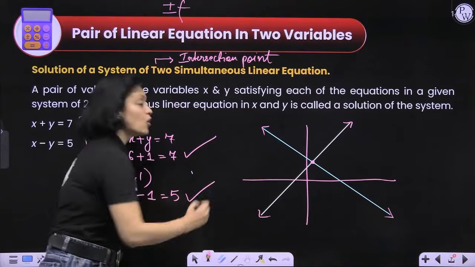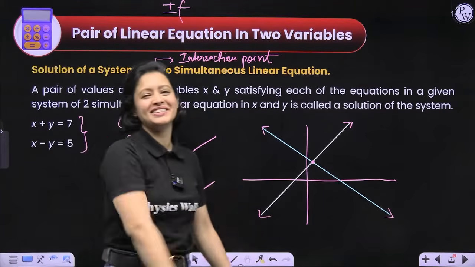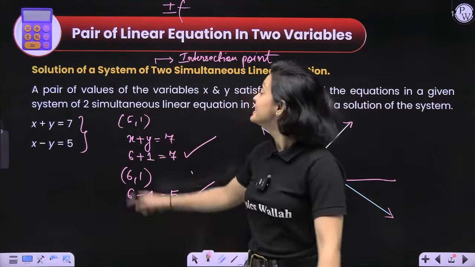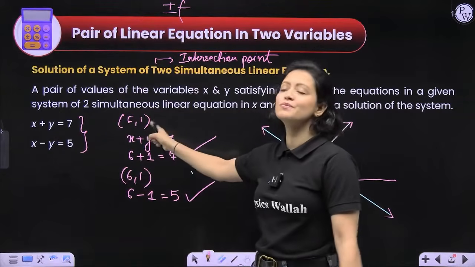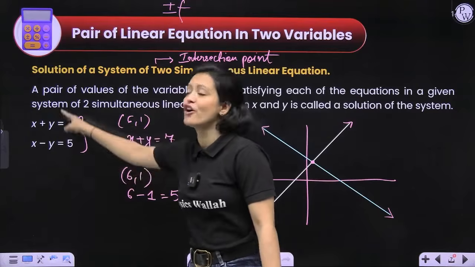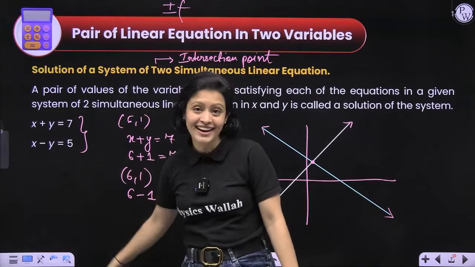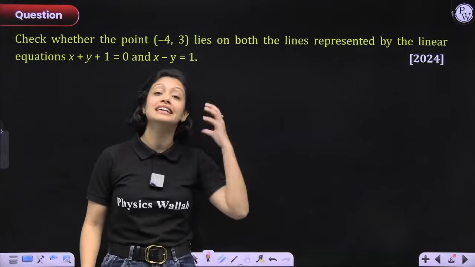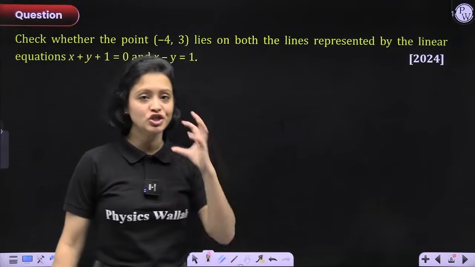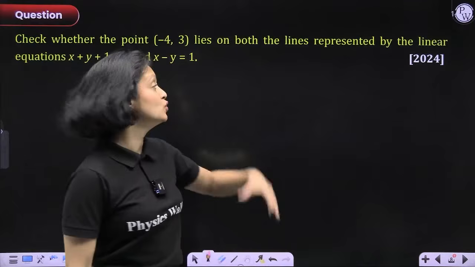So this point is also satisfying the second equation, right? That means this point here would be the solution of the pair of linear equations in two variables, and this point is the coordinate of the intersection of both the graphs. Got it? Okay. Now let's see the type of problems that is asked directly from this topic. You should just know what a solution is, and from there you do get questions.